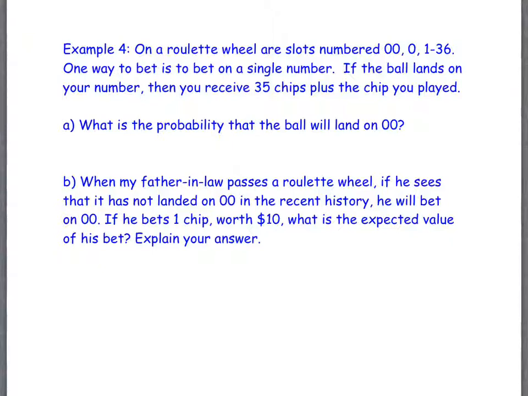There are other ways to bet on a roulette wheel. You can bet on colors because the wheel is also colored. You can bet on different aspects. But one way to bet is on a single number. So it'd be like rolling a die and betting that it's going to land on a 2.